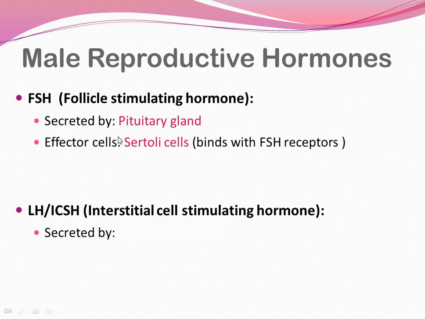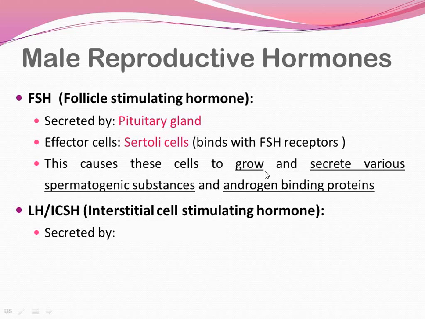Fine. So what will be the effect? Once bound to the receptor, this will cause the cells to grow, right? The Sertoli cells will grow, and they will secrete various spermatogenesis substances. Also important, FSH stimulates the release of androgen binding protein. Without androgen binding protein, the concentration of testosterone within the seminiferous tubule is not possible, right? So that's the importance of ABP, and if ABP is important, definitely FSH is important.